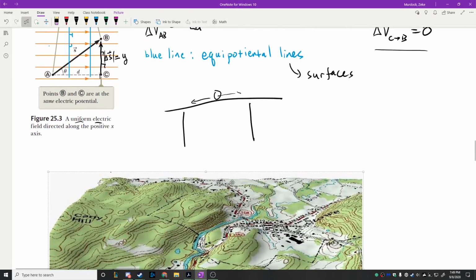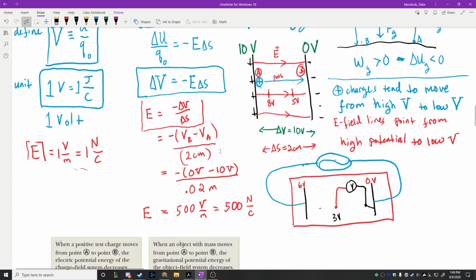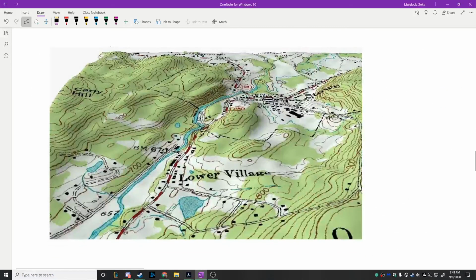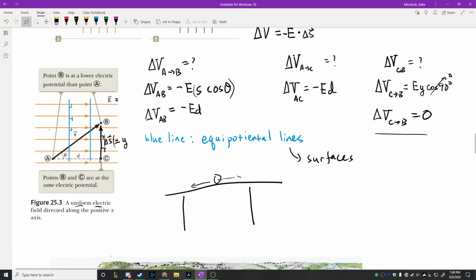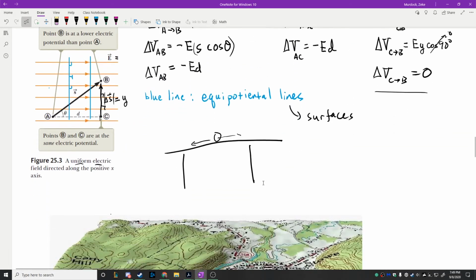So let's take this back to what I said before. The size of the electric field is related to the change in potential over a region, right? The size of the gravitational field is going to be related to the change in elevation over a region, right? So if you have a region where the equipotential lines are close together, it's going to have very high electric fields. So what does that look like?